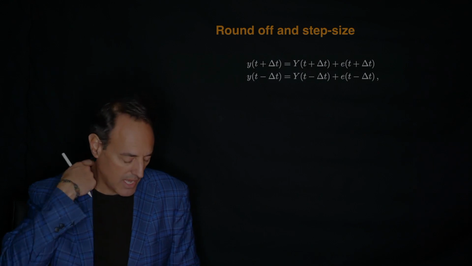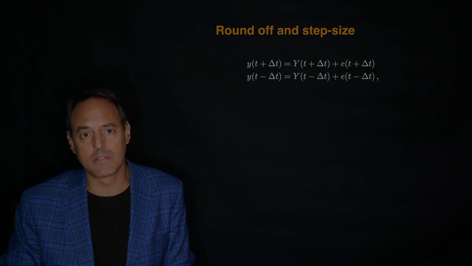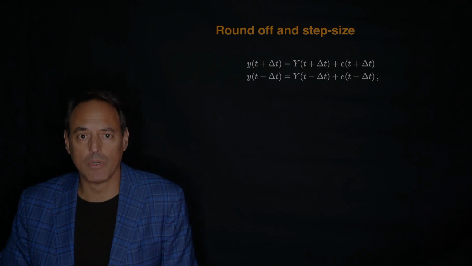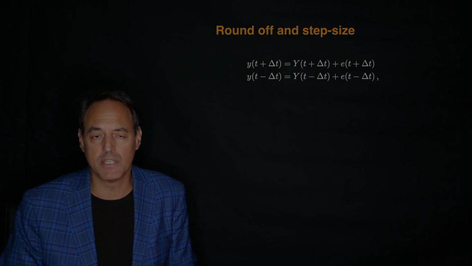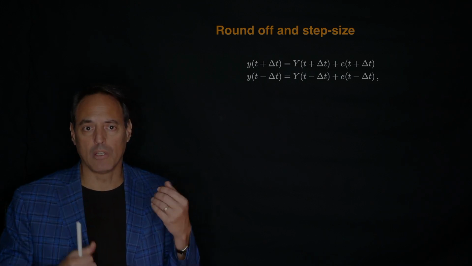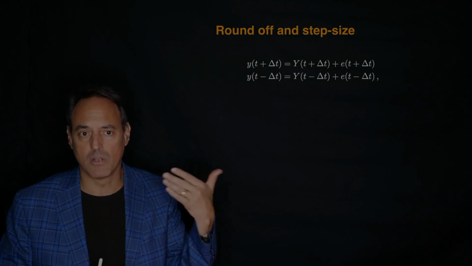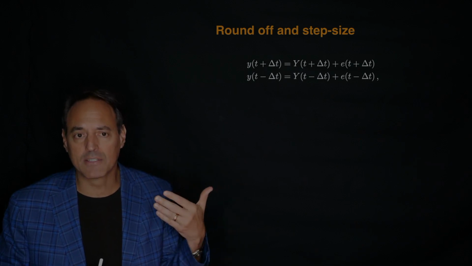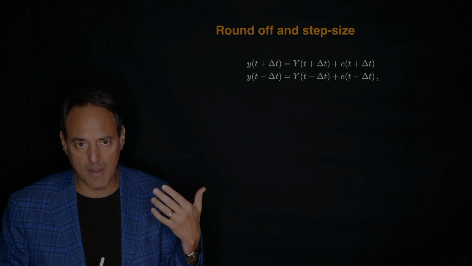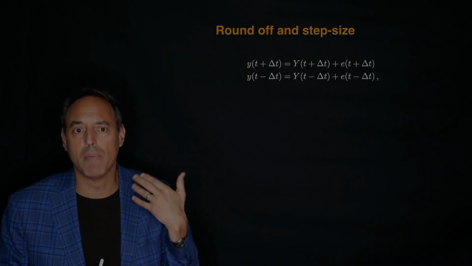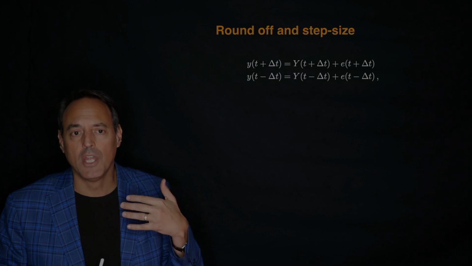Okay, one of the things we should talk about before really finishing up is this idea that, at this point, it looks like all I have to do to get better error is just take delta t to be smaller and smaller and smaller. But in fact, there's a really interesting issue that comes up, which has to do with numerical round off.